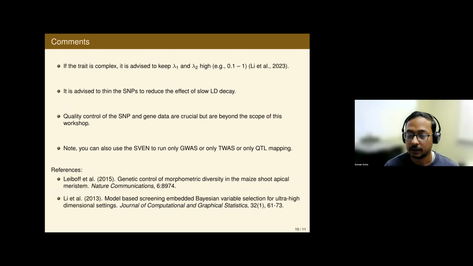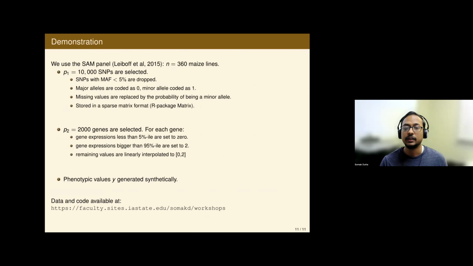All right, so let's go forward. So it's a little demonstration. We use the SAM panel, but the SAM panel has close to 1.3 million SNPs and 39,000 genes. So we are not going to use that entire data to demonstrate because that analysis takes a lot of time. We're going to do a bit of thinning. We have selected 10,000 SNPs from all these 1.3 million.